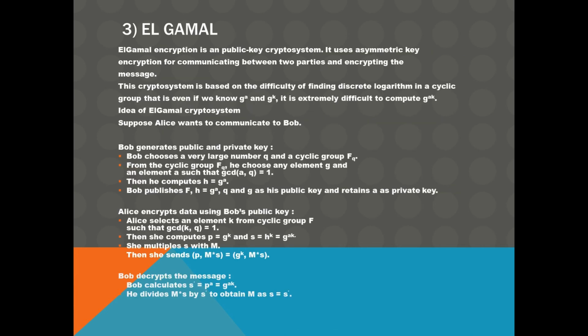So moving on to our next algorithm, it is also very popular. It is called El-Gamal. It is an asymmetric encryption key algorithm, and it is basically used for communicating between two parties and for encrypting the message. This crypto system is based on the difficulty of finding the discrete logarithm in a cyclic group. That is, even if we know g to the power a and g to the power k, it is extremely difficult to compute g to the power ak.